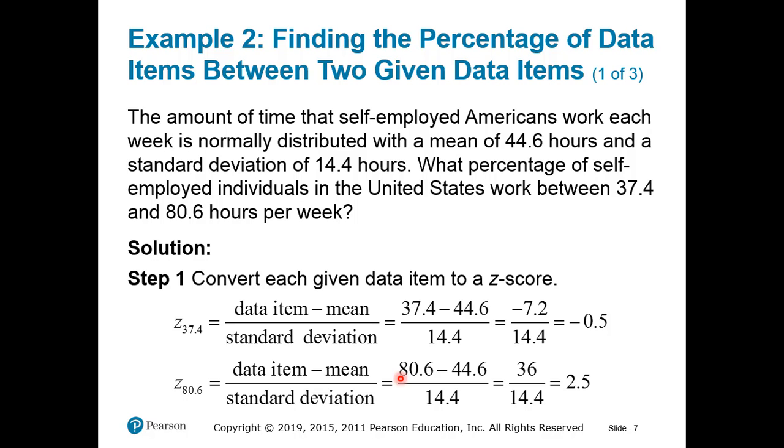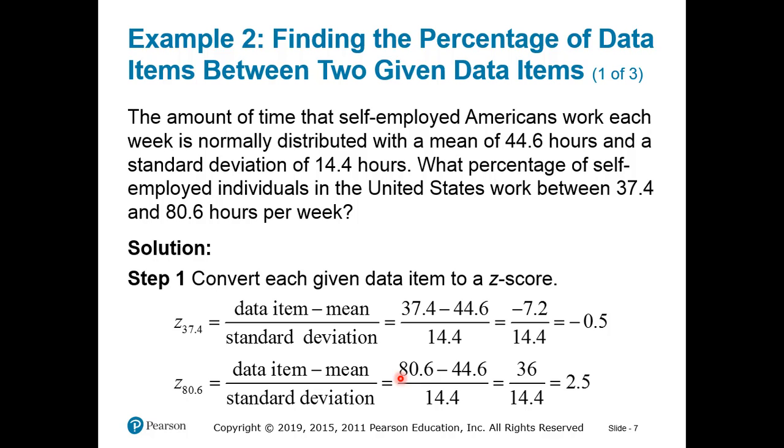So now in this example, the amount of time that self-employed Americans work each week is normally distributed with a mean of 44.6 hours and a standard deviation of 14.4 hours. It says, what percentage of self-employed individuals in the United States work between 37.4 hours and 80.6 hours?